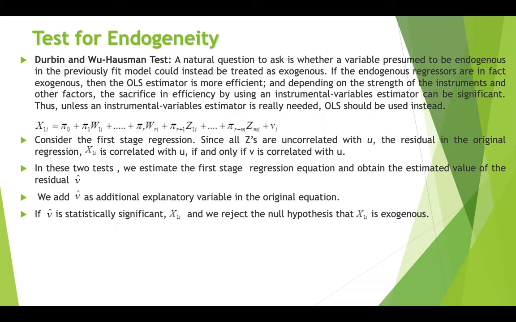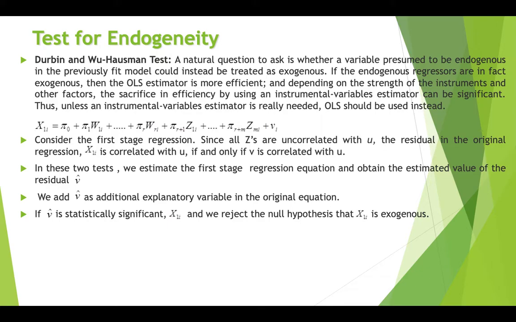Then Z1i to Zmi, they are instruments, they are also not correlated with Ui in the first equation. Then if X1i is an exogenous variable, what will be the implication? The implication will be that Vi will not be related to Ui. And if Vi is related to Ui, then X1i is an endogenous variable.